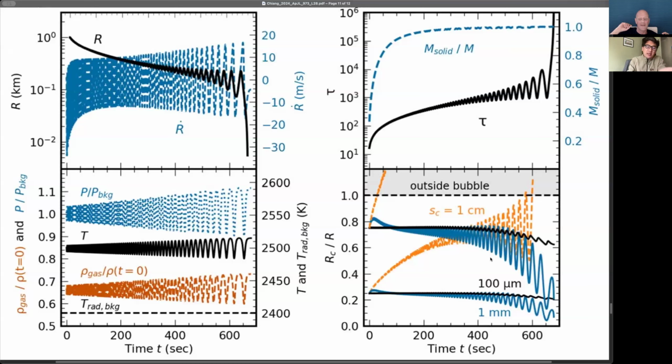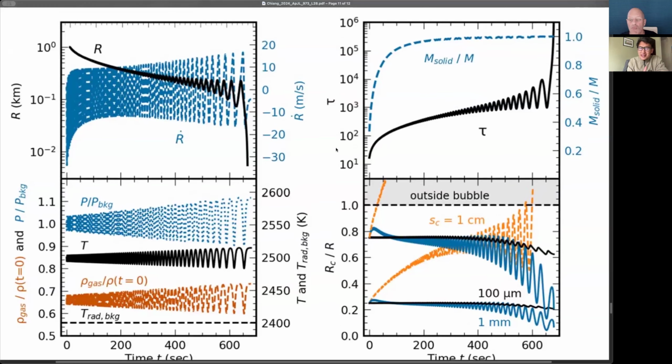Yeah, and the rest of the panels, you can sort of read them. Maybe we can go up to the top right one. The top curve is tau. Tau is just the optical depth in solid particles.